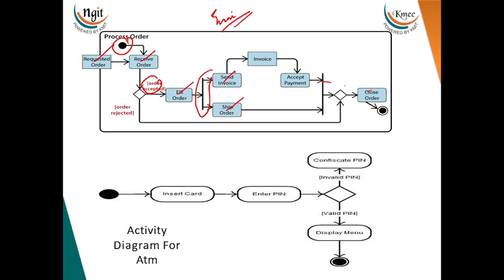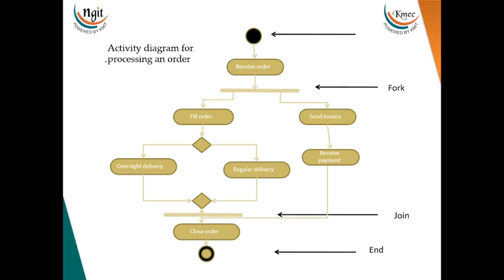The detailed description. Here also we have seen an activity diagram. Start, insert card, enter pin. If pin is valid, display menu. Otherwise, invalid pin. Display menu and end. There is one more diagram, the same one I have drawn in a different way.